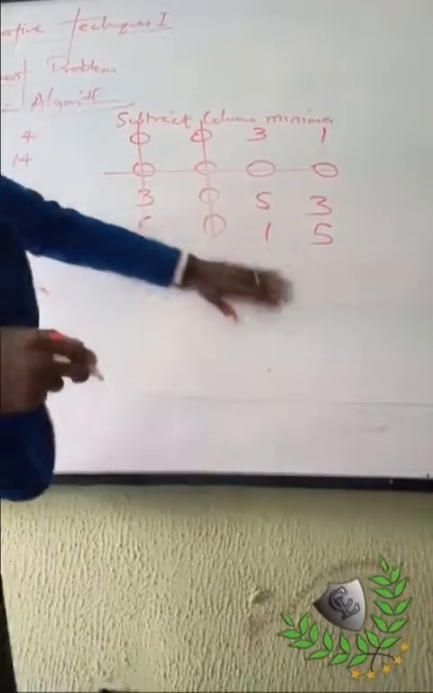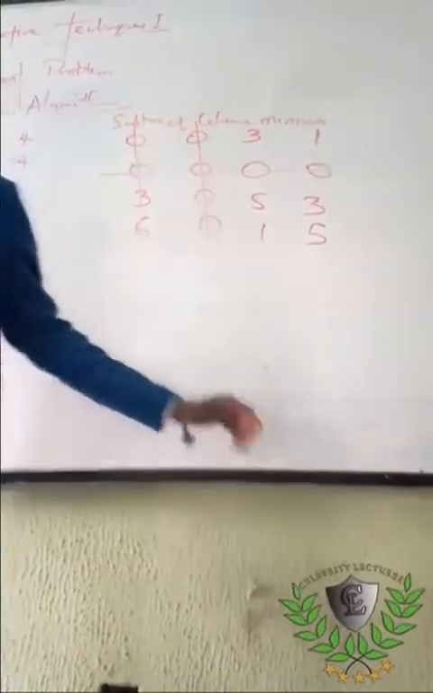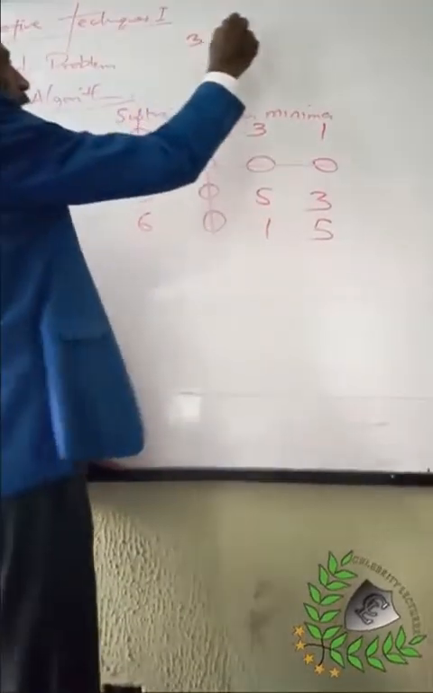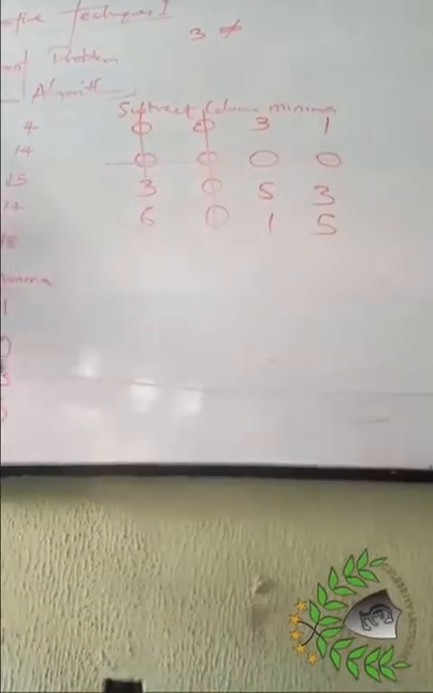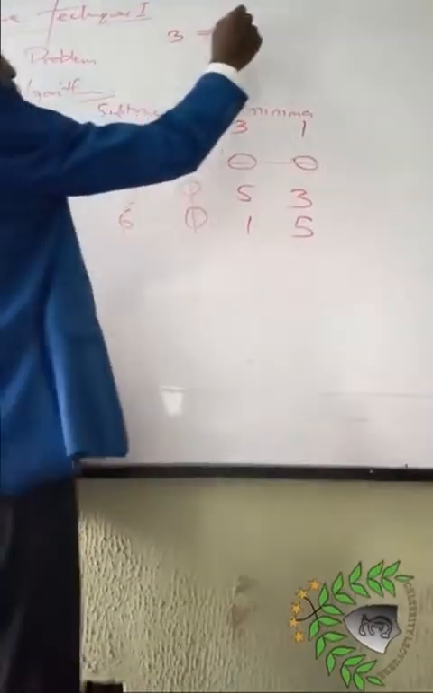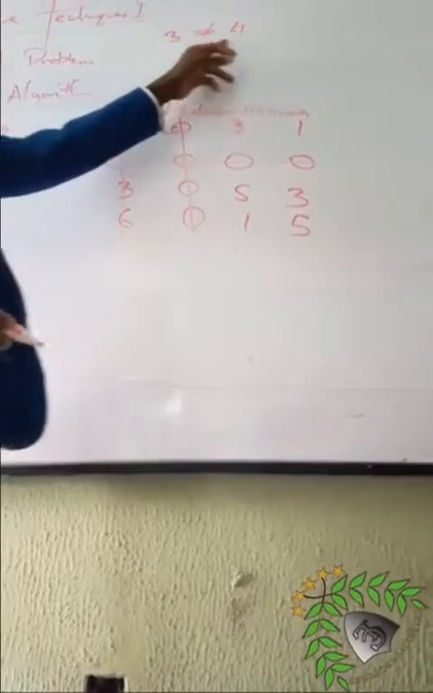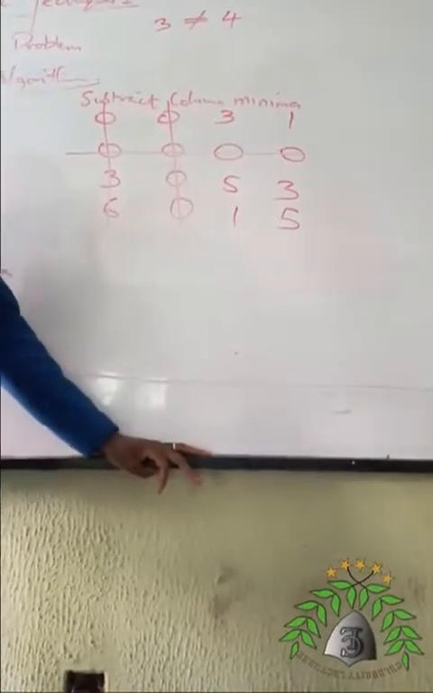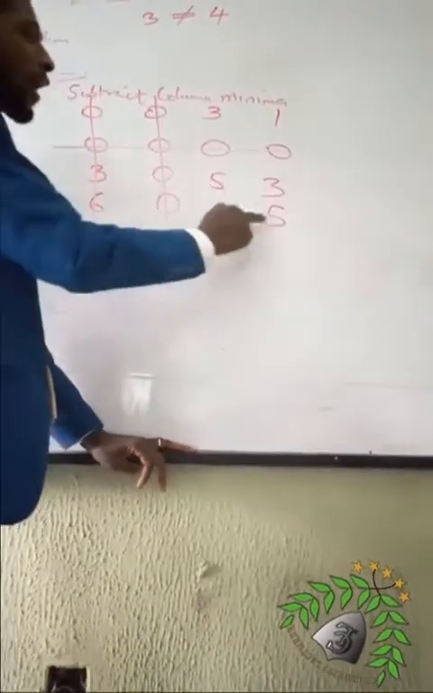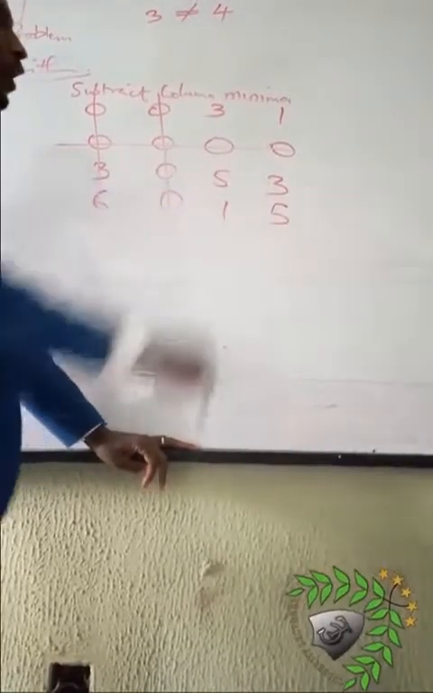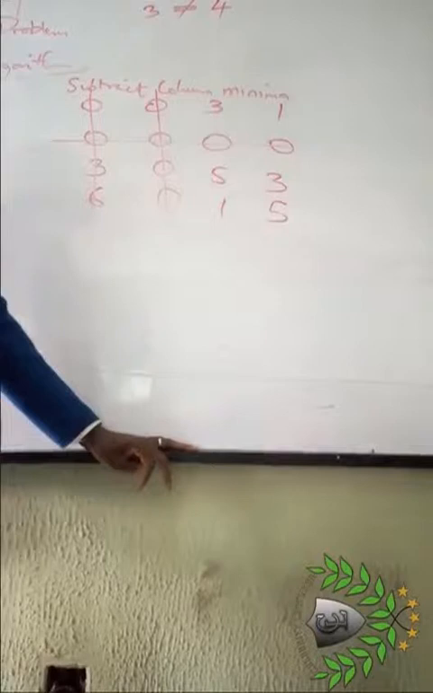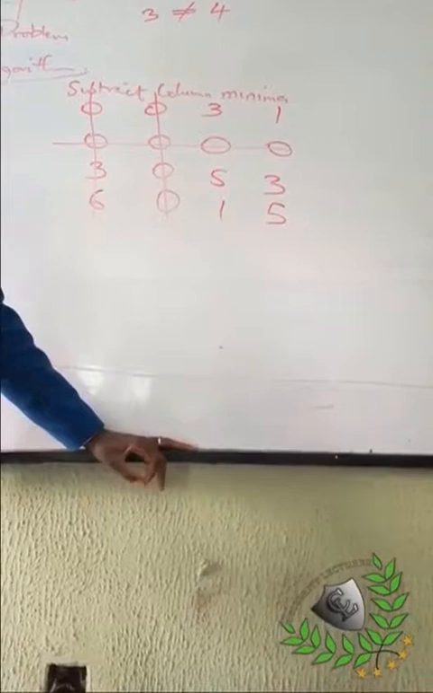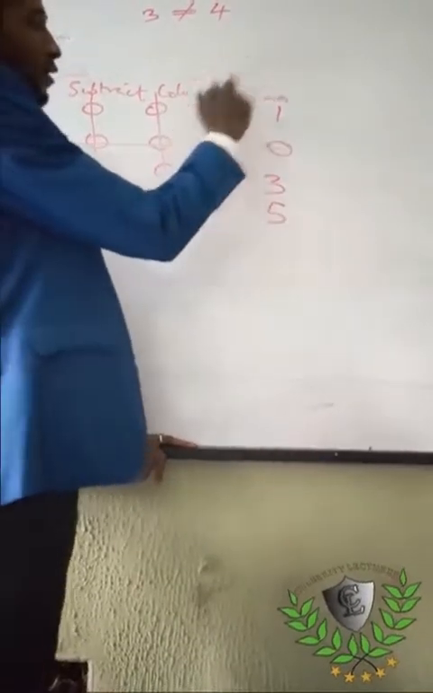So to reduce this again, so that I can get my optimal solution, I will now go for the lowest cost that is not covered. If you look at it, 3 is not covered, 1 is not covered, 5 is not covered, 3 is not covered, 1 is not covered, 5 is not covered. Out of all of them, the lowest is 1. Now I have 1 appearing twice. You can pick any one. Any one you pick will give you the same answer. So I'm picking this one as my one that is not covered.